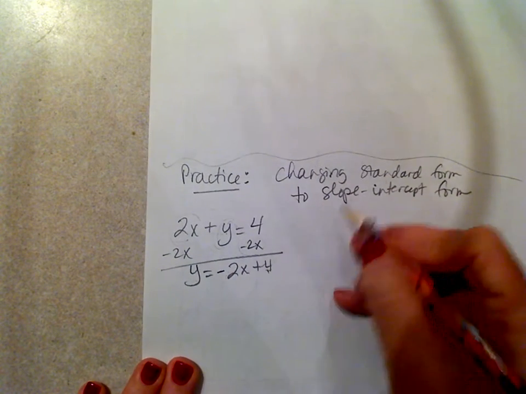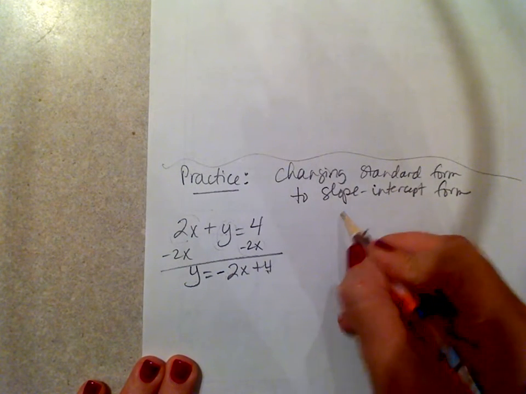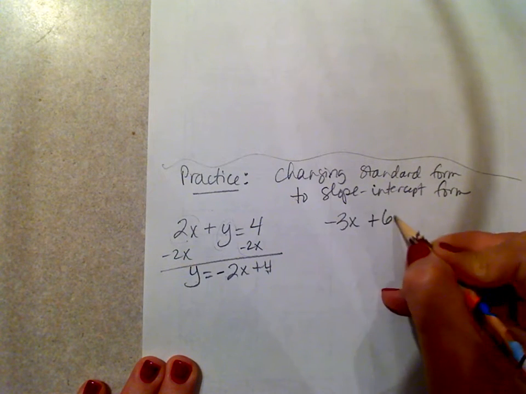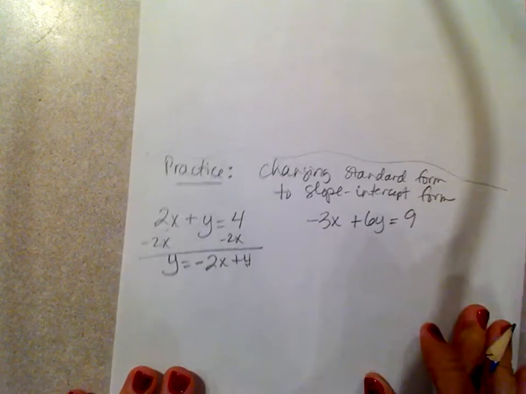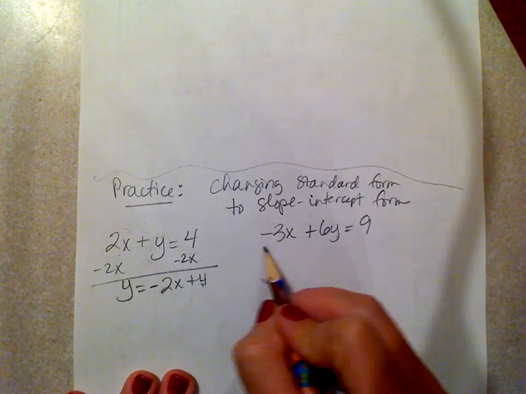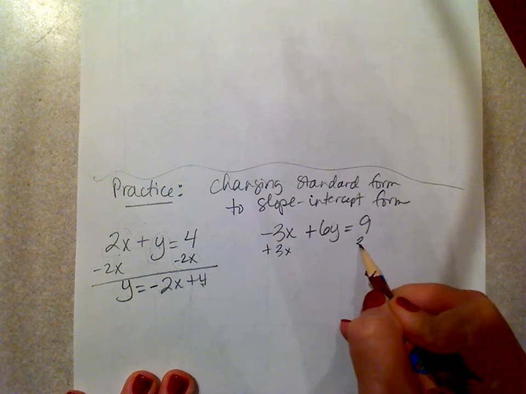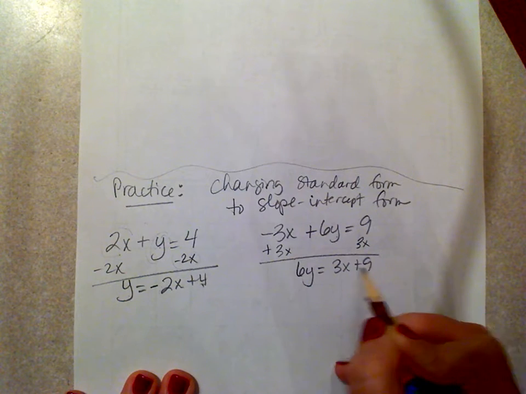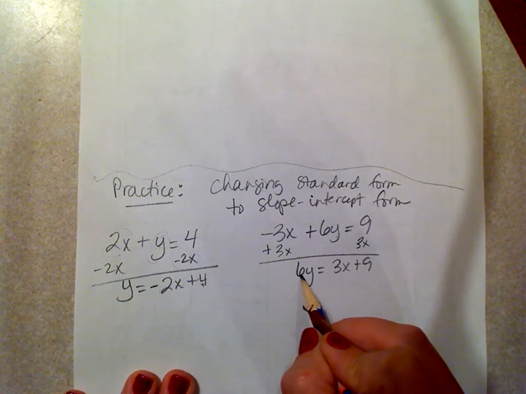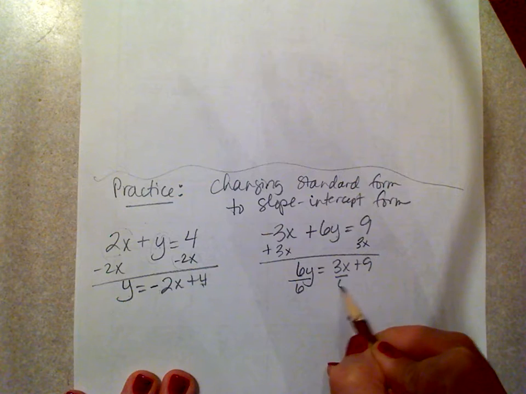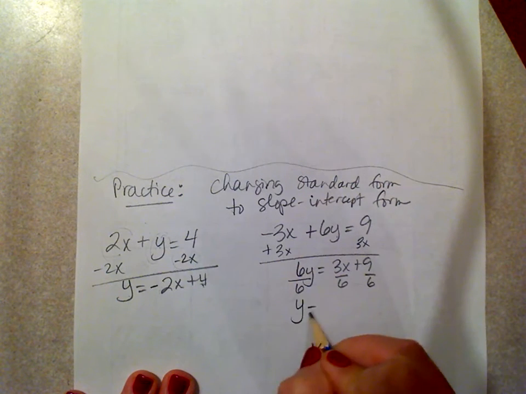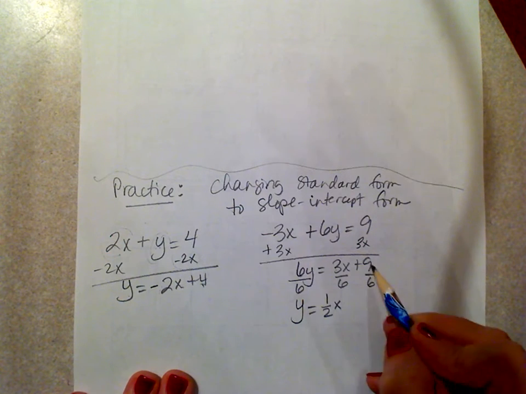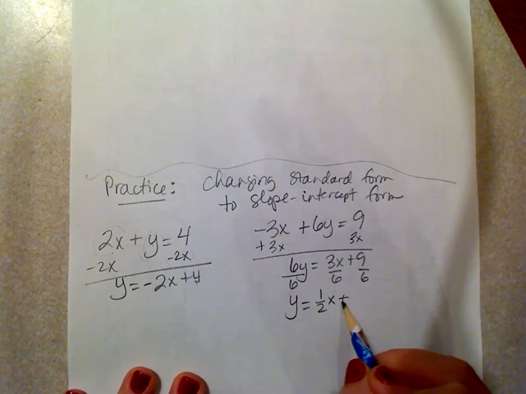So the next thing, let's say it's, I don't know, negative 3x plus 6y equals 9. Well, I want to get y by itself, so I can add 3x. Then I have 6y equals 3x plus 9. I can't combine these, they're not the same. But I still have a 6 here, so I can divide each of these by 6. Y equals, be careful how you divide this. 3 divided by 6 is 1/2 x. Now 9/6, that's our y-intercept.